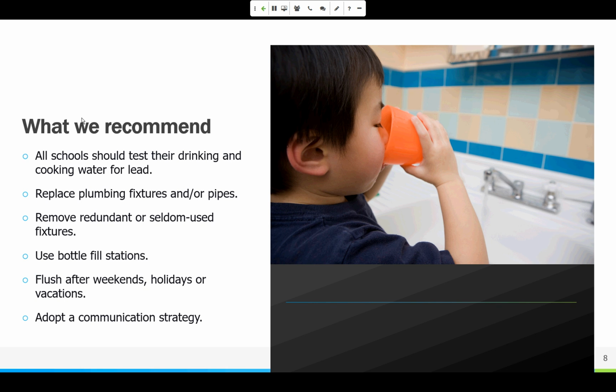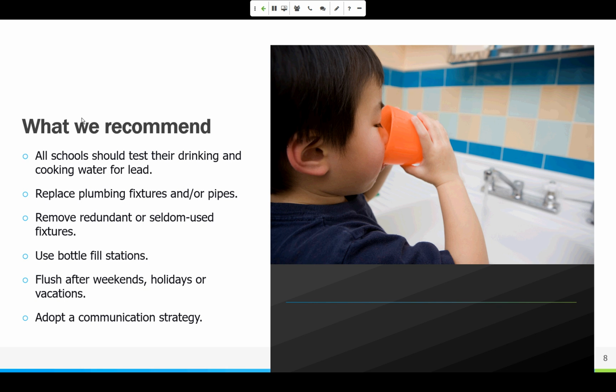Schools that already have bottle fill stations should encourage their use and maintain the filters. Schools that do not have bottle fill stations could replace old classroom and hallway plumbing fixtures by installing a centrally located bottle fill station, or a couple of centrally located bottle fill stations, that are equipped with appropriate filters.